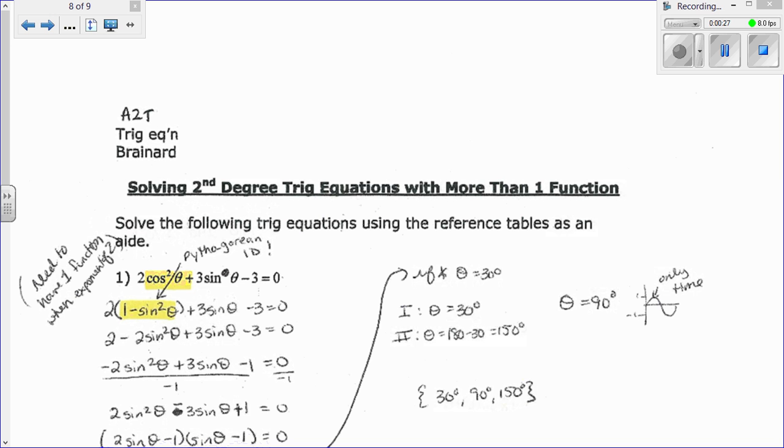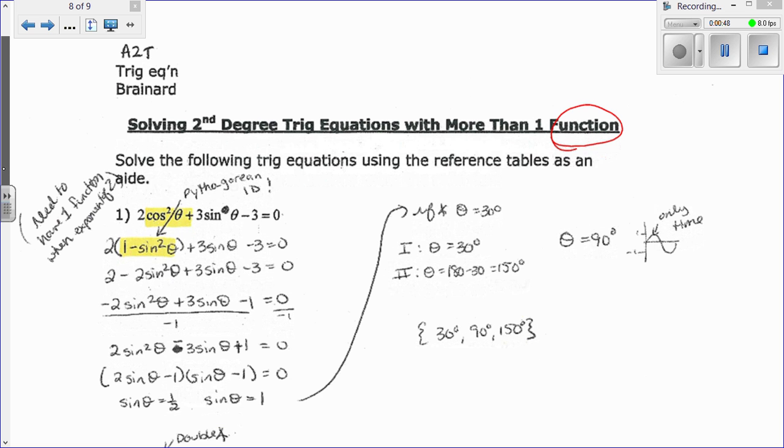So today we're still working with the second degree trig equations, so quadratics, except this time we have more than one function. What I mean by more than one function is you're going to have sine and cosine in the same problem, or tangent and secant in the same problem, and you need to learn how to get rid of that.